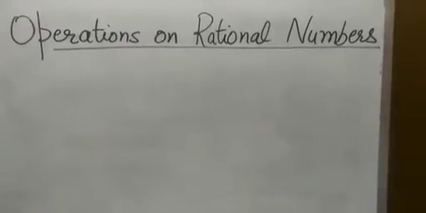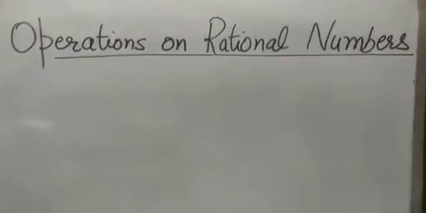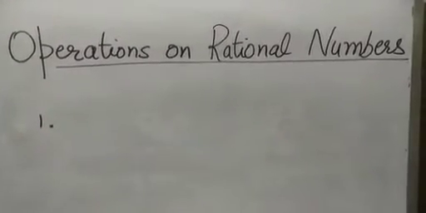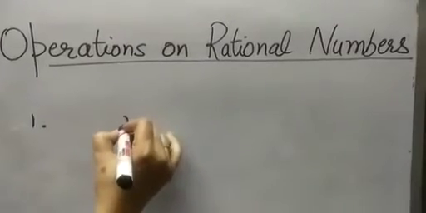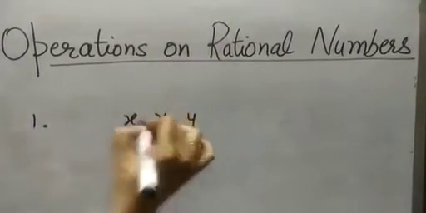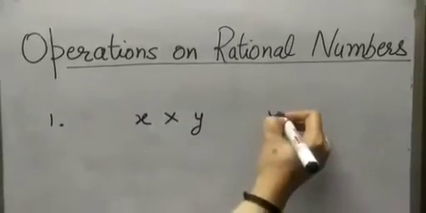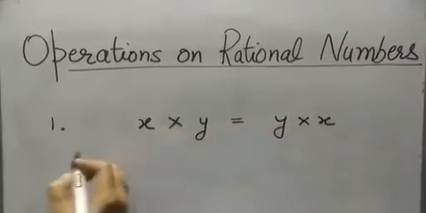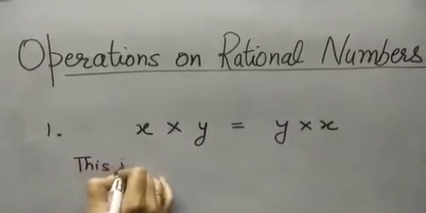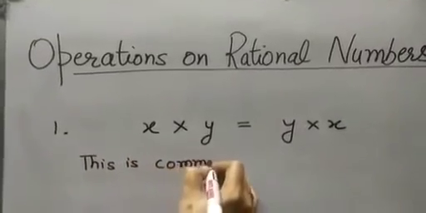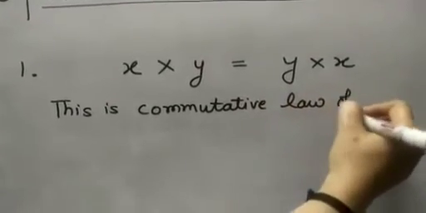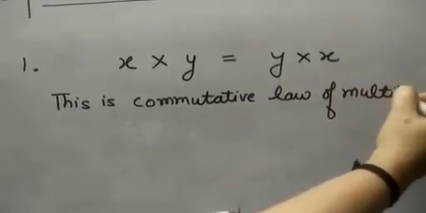Now we are going to recall the properties of multiplication of rational numbers. First property: the product of two rational numbers remains the same if we change their order. That is, if I am taking two rational numbers x and y, firstly I am going to multiply x into y, and here I am going to multiply y with x. The result will remain the same. And this is the commutative law of multiplication. The same we did in addition also, commutative law of addition. Here it is the commutative law of multiplication.